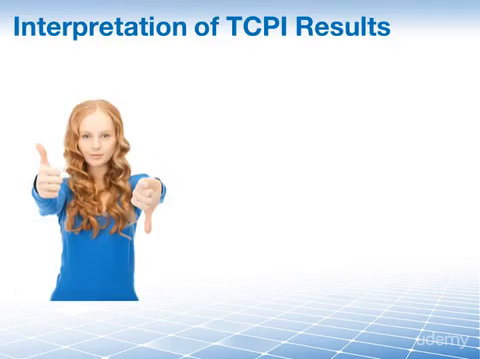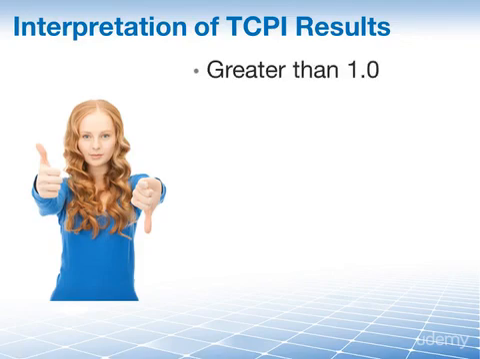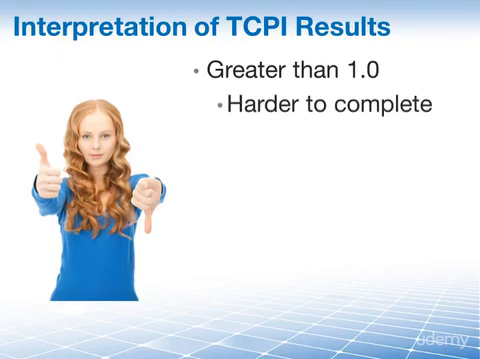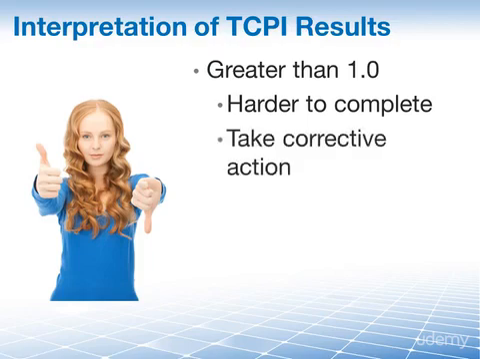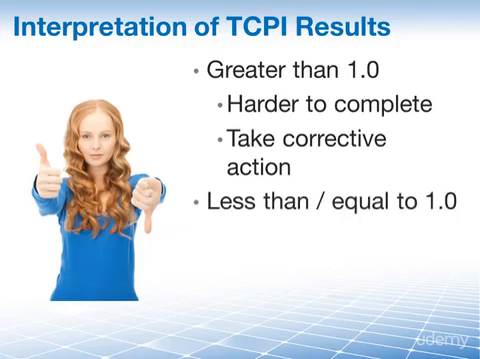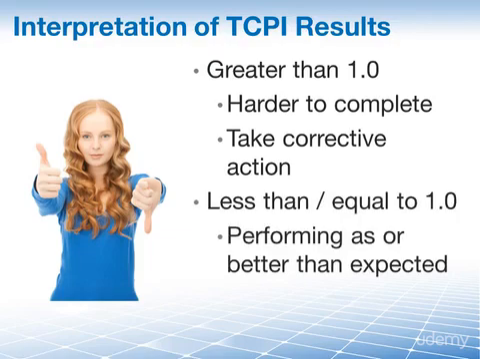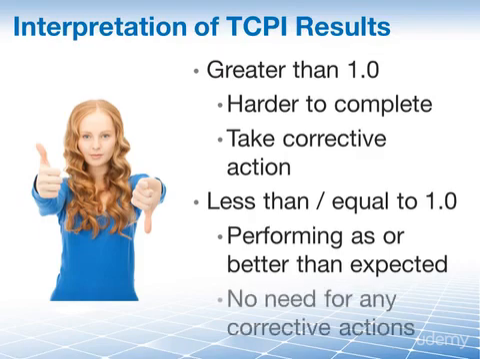And how do you interpret the TCPI? Well, when the TCPI is greater than 1.0, especially late in the project, getting back to the original budget at completion or estimate at completion would be very difficult. This result is a wake-up call. You need to take corrective action. And when the TCPI is less than or equal to 1.0, well, the project is performing as expected or even better than expected. This is a good situation. The project is being managed well. Continue to monitor the project, but there is no need for any corrective actions.